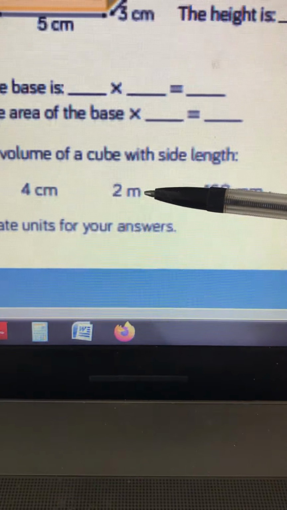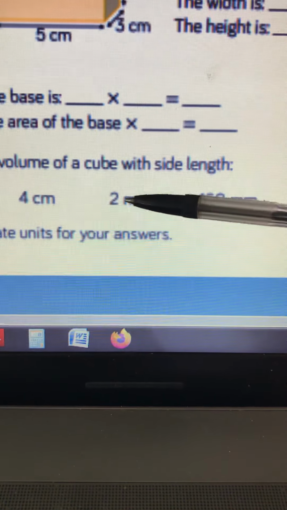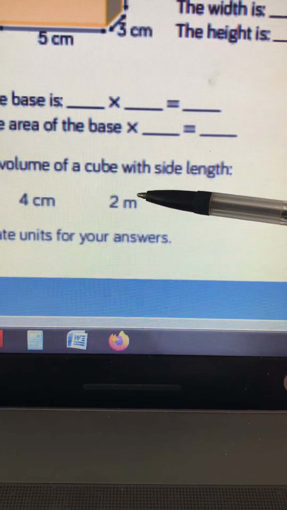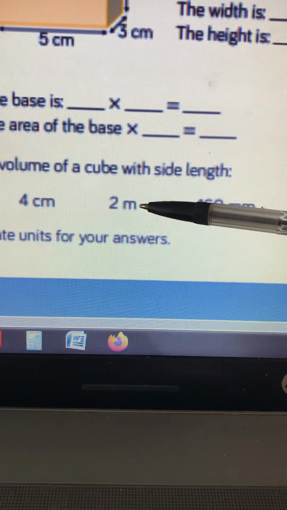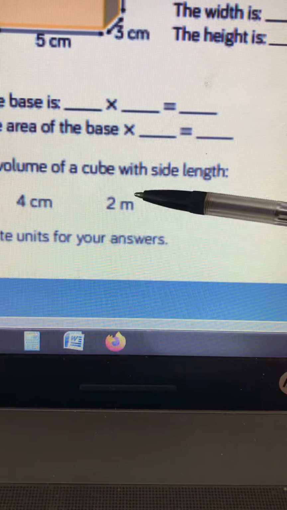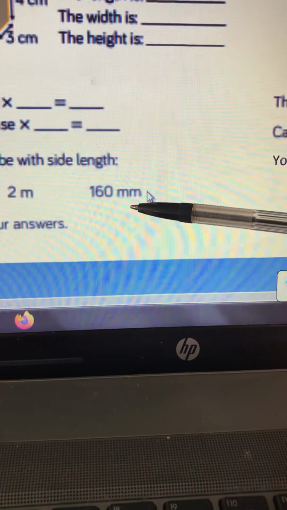Same again on the next one. I'm going to show the volume in cubic metres. So it would do 2 times 2 is 4. 4 times 2 is 8 cubic metres. Really, we're doing 2 cubed. 8 cubic metres.